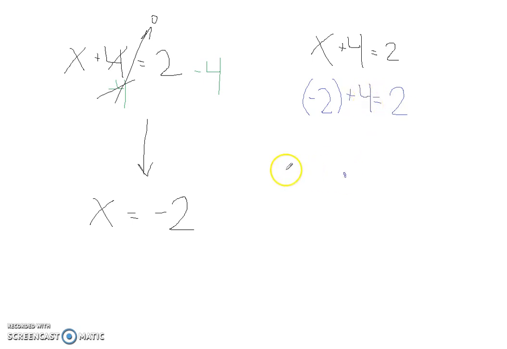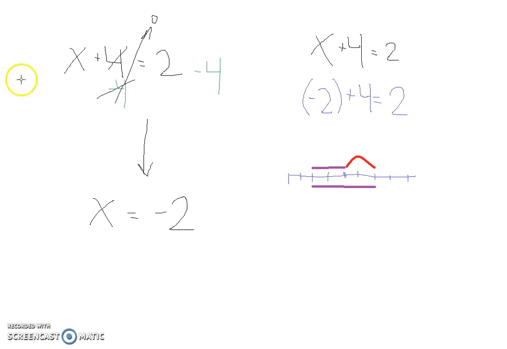Well, if we want to practice our number line, 1, 2, 3, 4 negative, 1, 2, 3, 4 positive. We have our negative 2, and then we're going to add to it 4, and you can see the distance between the two is actually 2. And so negative 2 really was the solution for this equation.